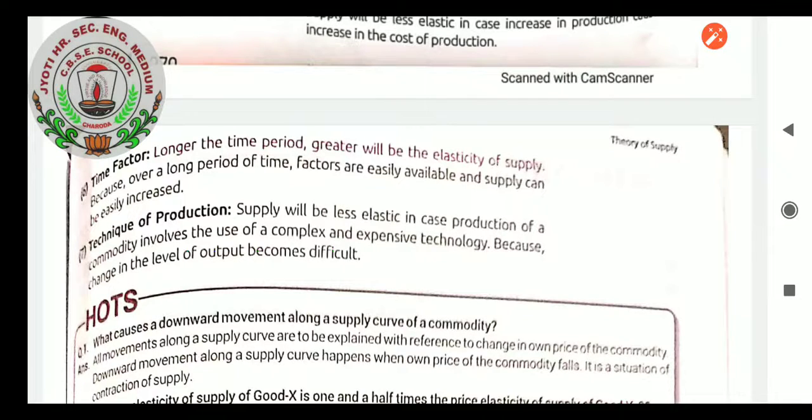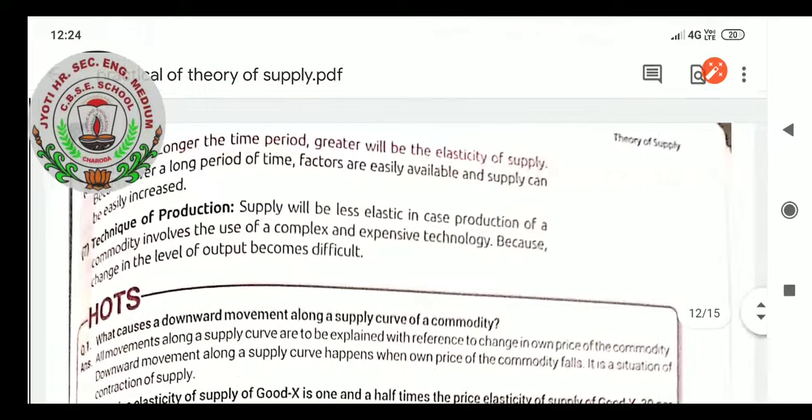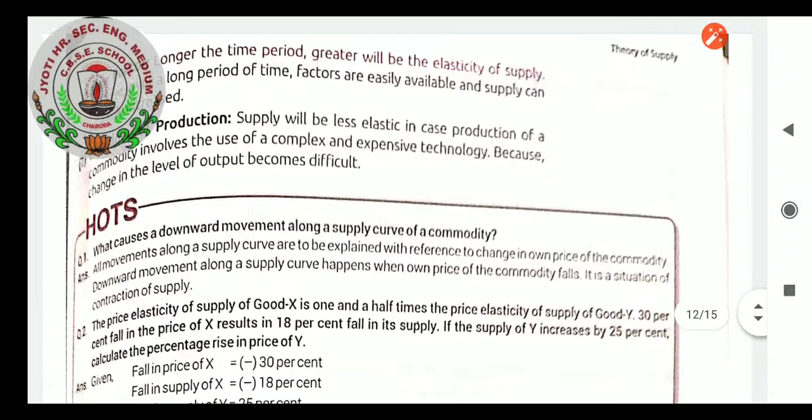What causes a downward movement along a supply curve of a commodity? All movements along a supply curve are to be explained with reference to change in own price of the commodity. Downward movements along a supply curve happen when the own price of the commodity falls. It is a situation of contraction of supply.